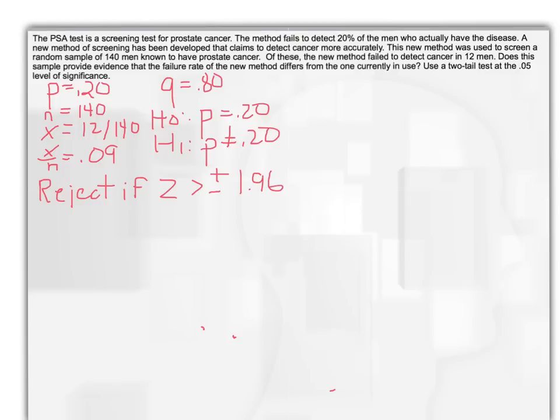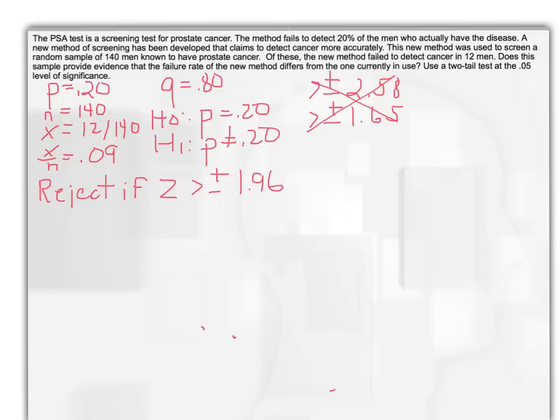We could have used the 0.01 level, and maybe we should have, since this is a medical test and it's a fairly serious outcome. We don't want to say the test is better when it's not. So maybe we should have used the 0.01. In that case, we would have had to be greater than plus or minus 2.58. If we had used the 0.10 level, our z-value would have to have been greater than 1.65. But we used the 0.05 level. That's our likelihood that we're going to make a type 1 error, saying that the methods are different when they are not.